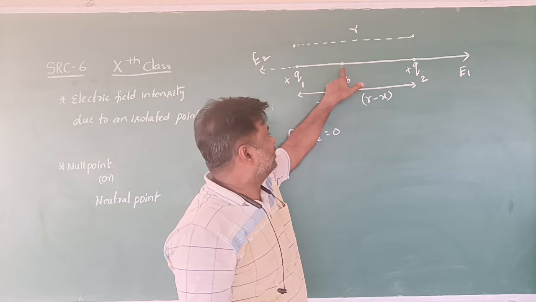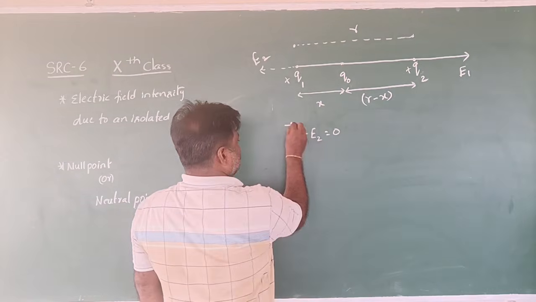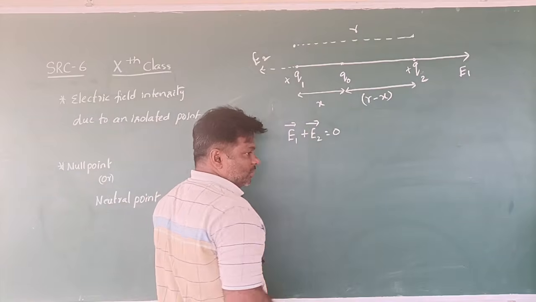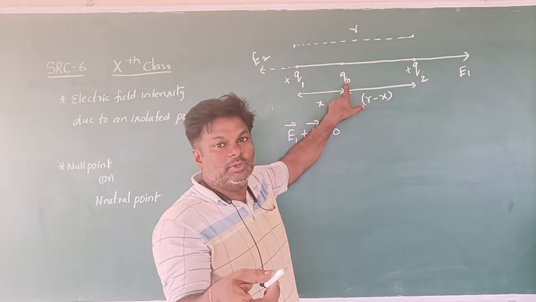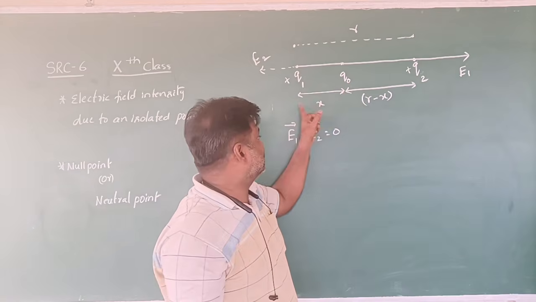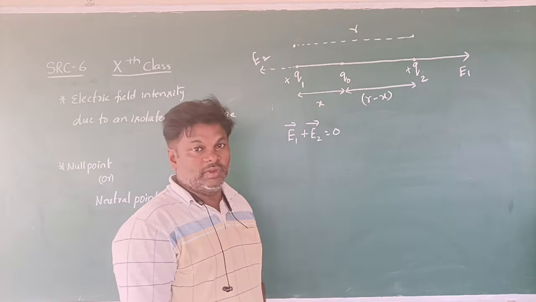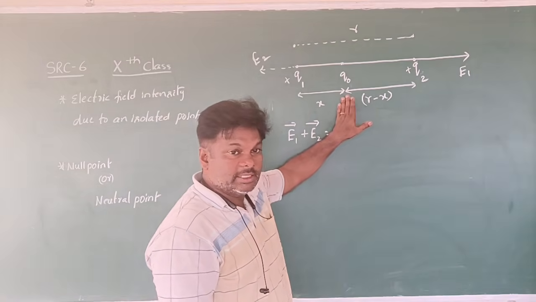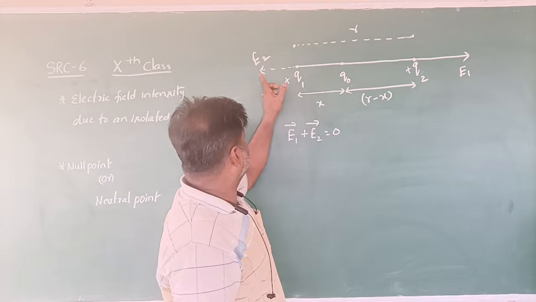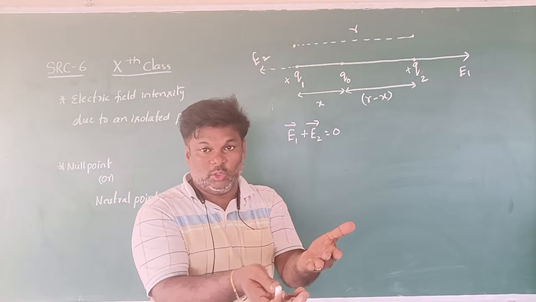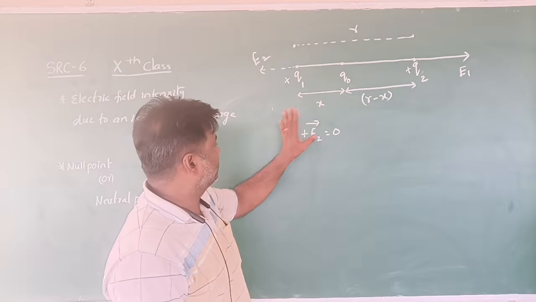At this location, these two add up to zero, which means E1 vector plus E2 vector is equal to 0. That is, this won't experience any force. That means it is located at a distance x where there is no field. Q0 is located where there is no E1 effect and no E2 effect. I hope you understand this one.